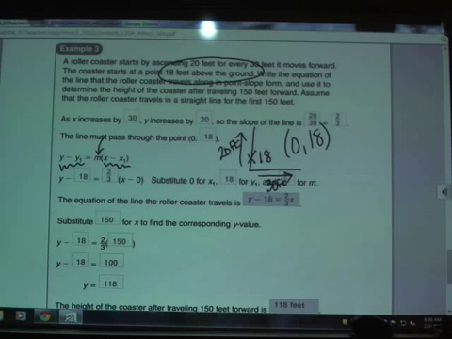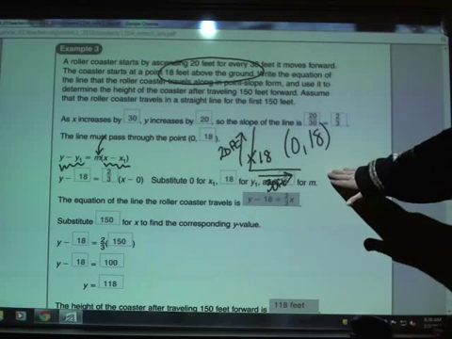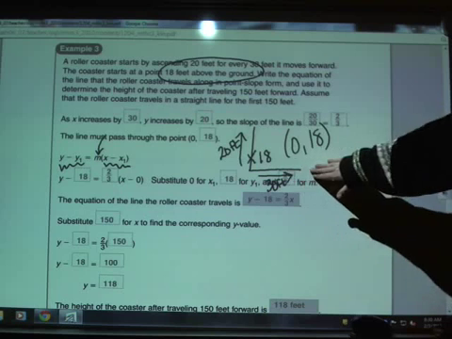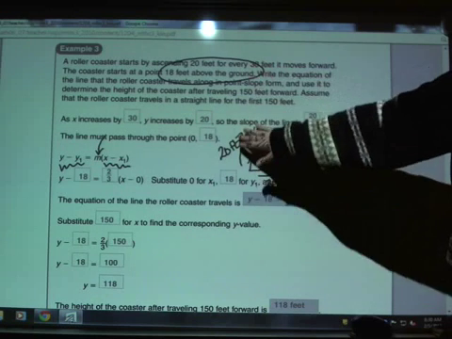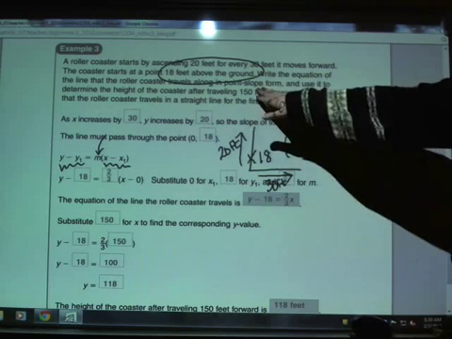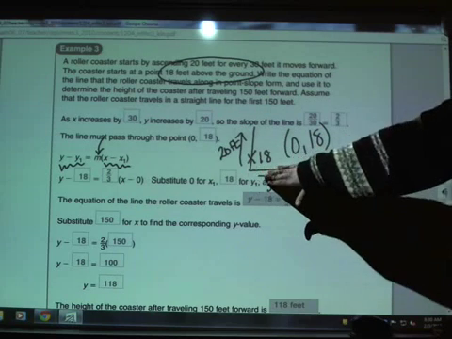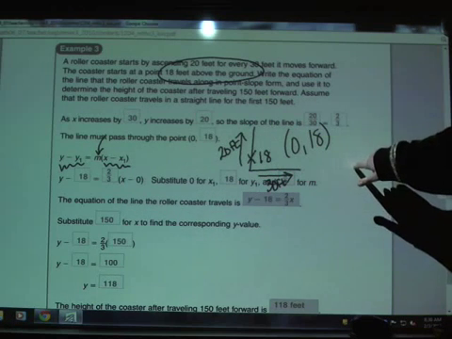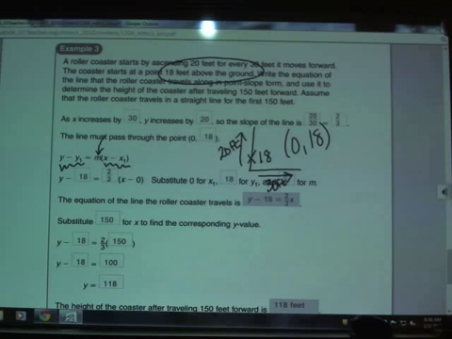So now that we have the equation, what they've asked us to do is figure out the height of the coaster after it travels 150 feet forward. Now the tricky part is not working with this, it's making sure we plug it in for the right value. Remember, moving forward is on the x-axis here, because the y-axis is how much it's moved up. So when they're telling me it's moved 150 feet forward, what they're really telling me is they want me to change x into 150, which is what you can see they're doing down there.